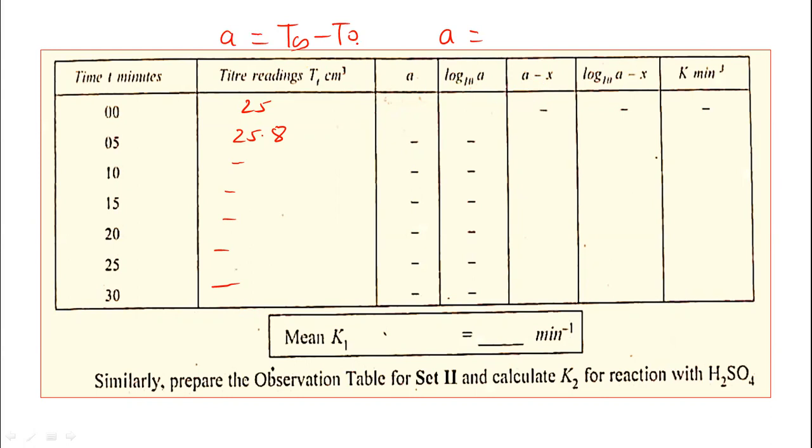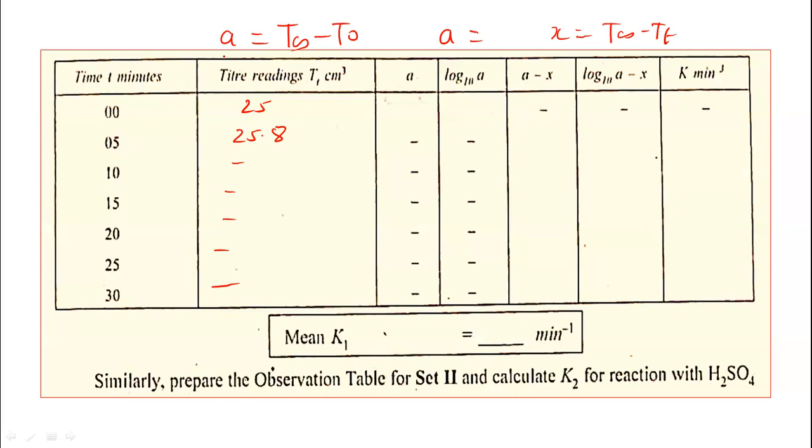Okay, and X should be equal to T infinity minus Tt. X is equal to the titration reading at time t, the amount of the reactant reacted.